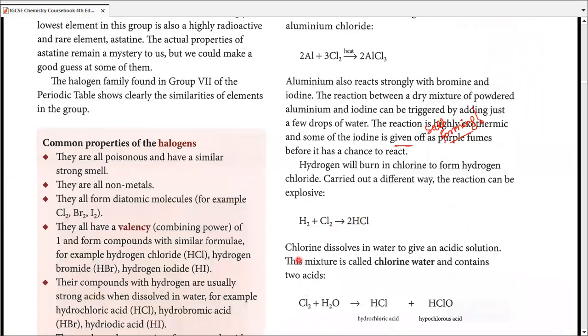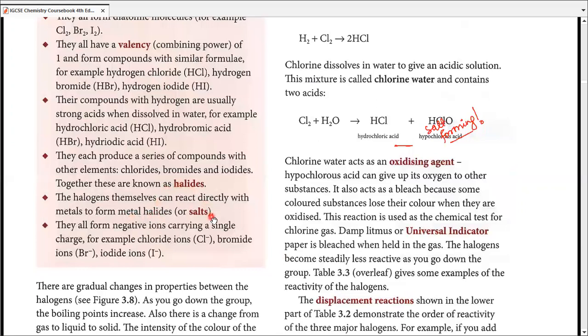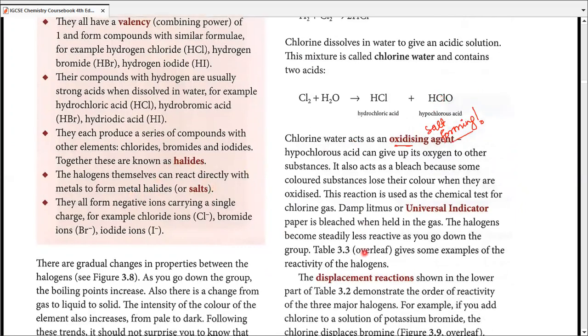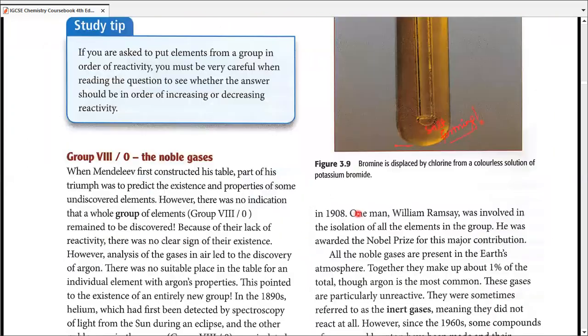And to some extent, this is completely correct. We do understand when they react with metal, they form salt. So that's why halogens are known as halogens because most of the salts that are used in bigger amounts on the planet are made up of halogens.